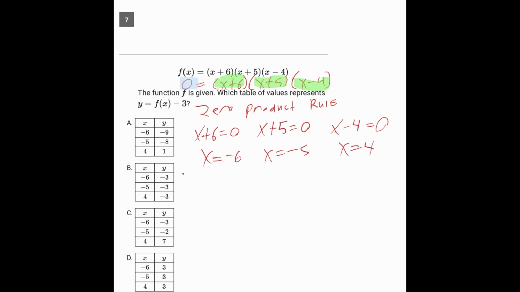So what did we just figure out? We figured out that for the original function, when x is -6, y is 0. When x is -5, y is 0. And when x is 4, y is 0. Now, this piece here is telling us to move down by 3.